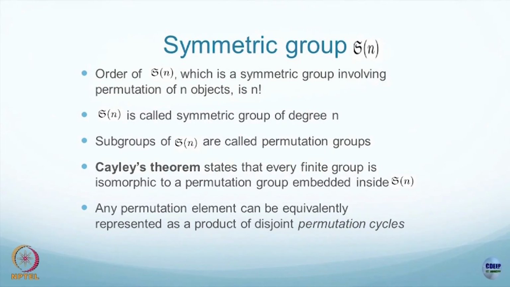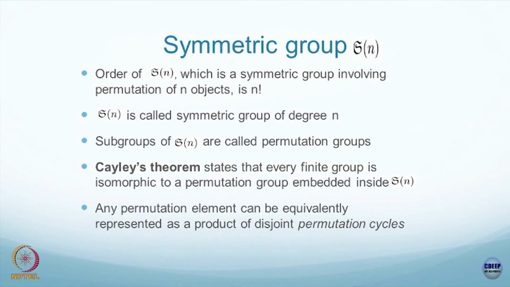How you can generalize: permutation groups. Permutations of n objects, there will be n factorial elements, and such a group of permutations of n objects is called the symmetric group of degree n. N is for the number of objects, nothing to do with the order of the group. Order of the group is n factorial. And subgroups will all have some properties. Okay. So, these subgroups are what they call a permutation group.